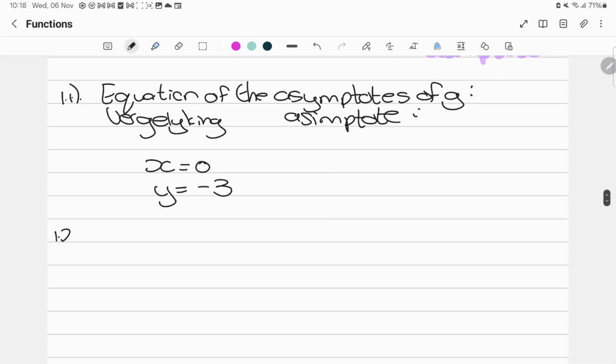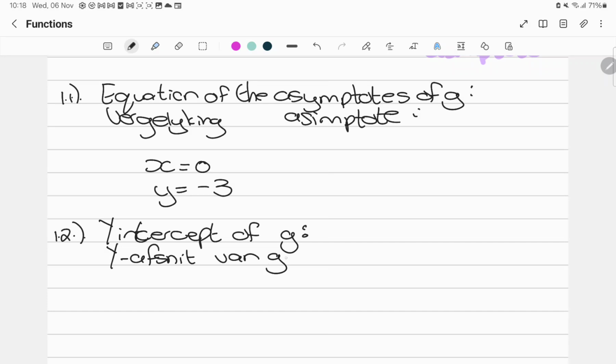Alright, now at question 1.2, let's say they ask us, okay, let's calculate the y-intercept of g. Okay, so bereken die y-afsnit van g. Alright, how do I calculate the y-intercept? I have to make x equal to 0. So in my formula, I'm going to look for x and I'm going to make it a 0.